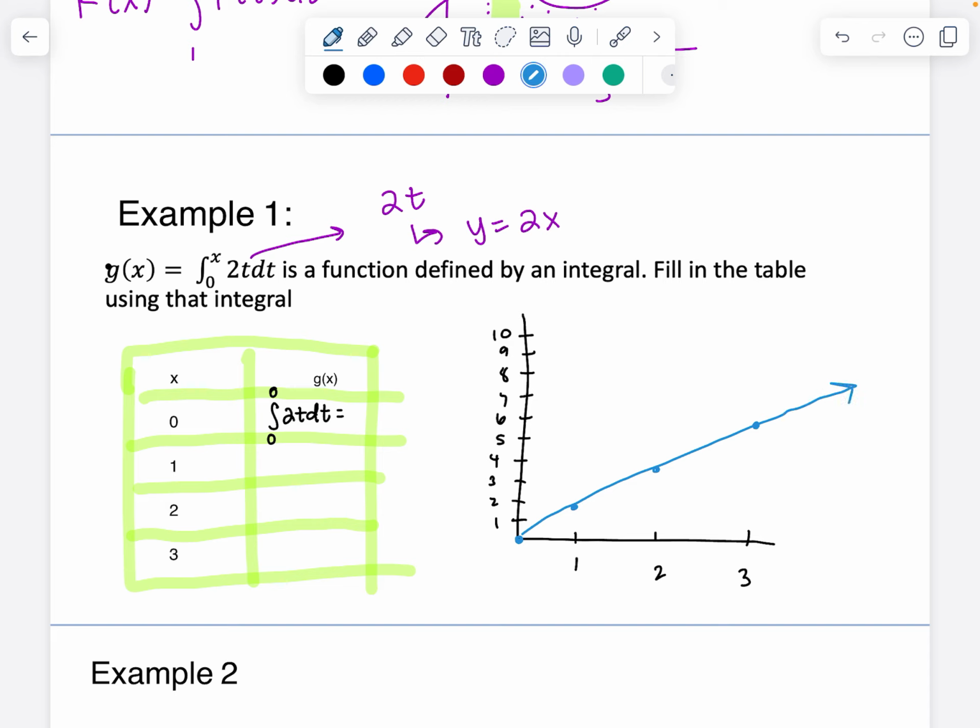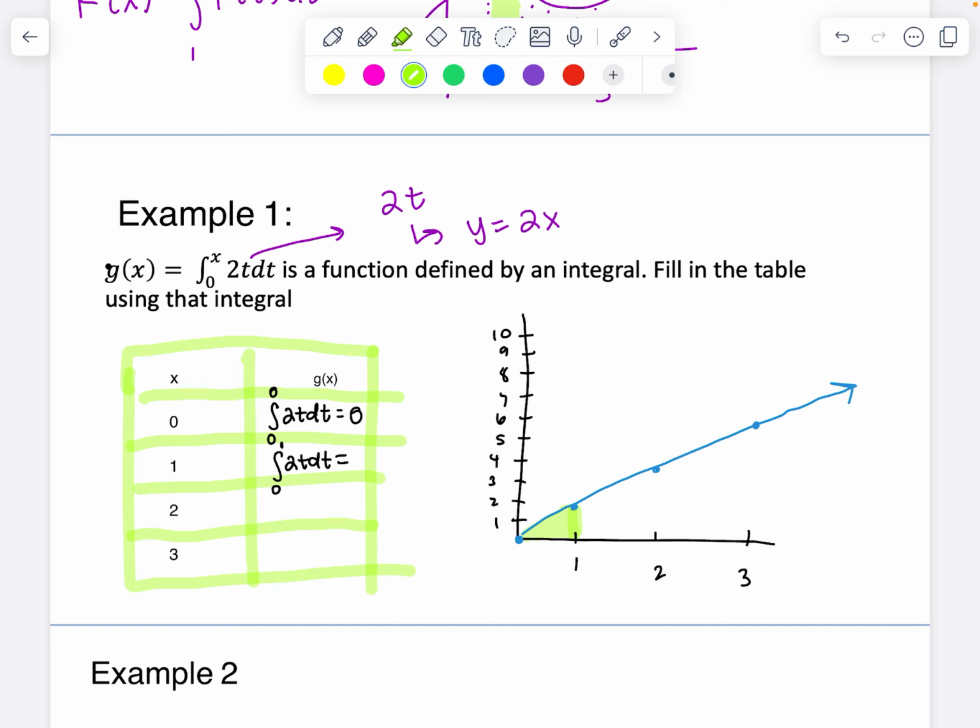Okay, so if I'm trying to find the area from 0 to 0, that's no area, right? 0 to 0 is just itself. So the answer to this one right here is 0. So when x equals 0, g of 0 equals 0. Next one though is we're going to find the area from 0 to 1 of 2t dt. And so that's this space right here, right? That is the area from 0 to 1.